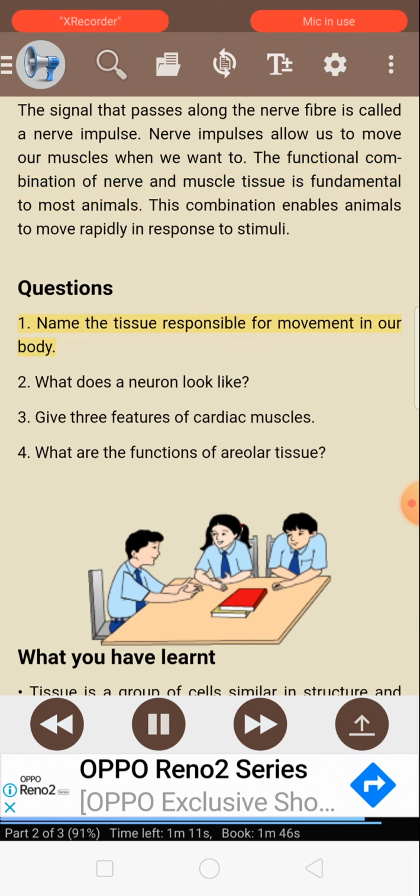Questions. 1. Name the tissue responsible for movement in our body. 2. What does a neuron look like? 3. Give 3 features of cardiac muscles. 4. What are the functions of areolar tissue?